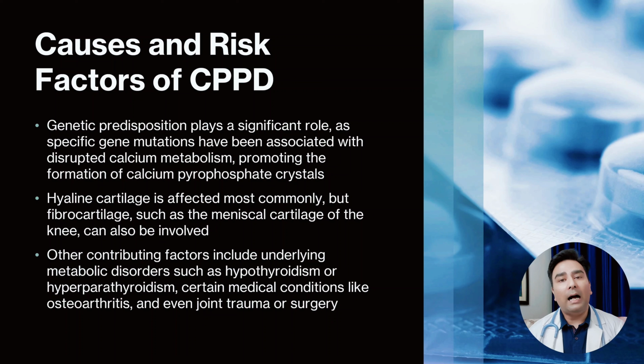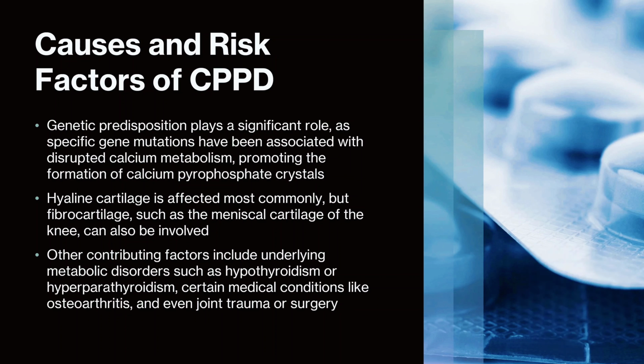Additionally, advancing age is a prominent risk factor, with CPPD disease being more prevalent in individuals over the age of 60 years. Other contributing factors include underlying metabolic disorders such as hypothyroidism, hyperparathyroidism, certain medical conditions like osteoarthritis, and even joint trauma or surgery. Some medications can also increase your uric acid levels and the risk of gout, including diuretics, high blood pressure medications, blood thinners, chemotherapy medications, and cyclosporine, which is given to the patient after an organ transplant.